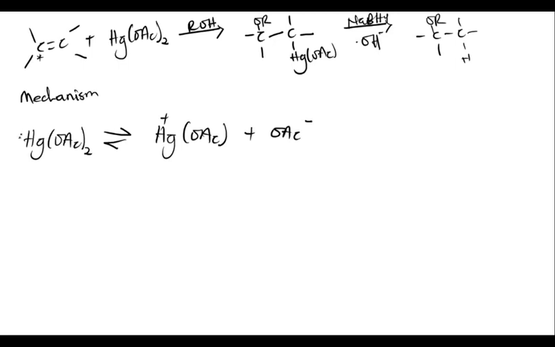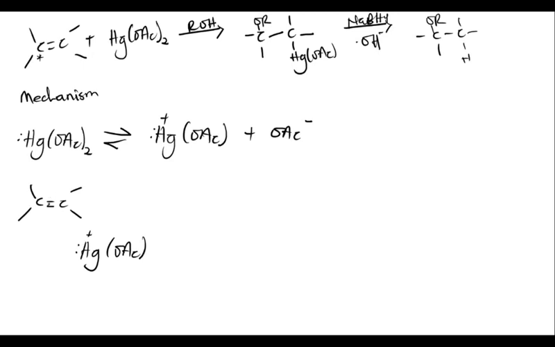Now, mercury has a lone pair, so this also has the lone pair over here. After we produce this, the acetoxymercuric ion now goes to attack the alkene. So we have our alkene, then we have the acetoxymercuric group over here with a positive charge, and the lone pair on it attacking the alkene.